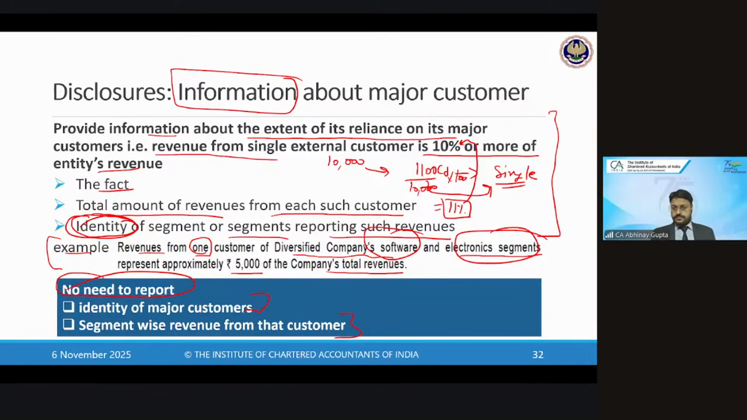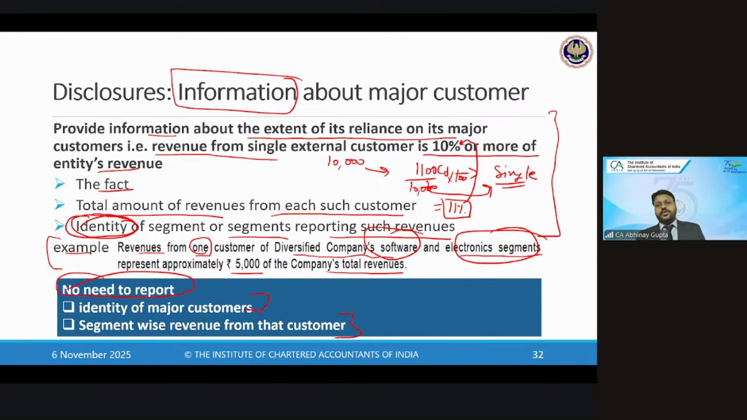Sir, what is the main purpose of this particular disclosure, sir? To know where the revenue is heading, like that, identity. To understand if this customer walks away, then how much dependency the company has on a single customer, right? Yes, that will affect the going concern of this company.